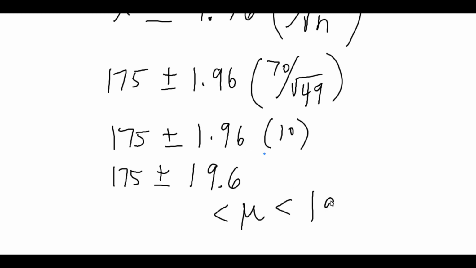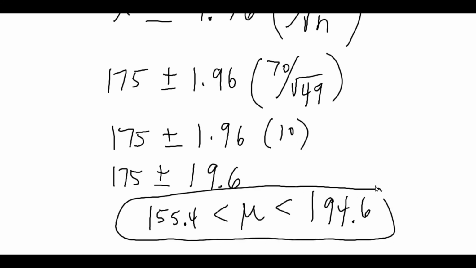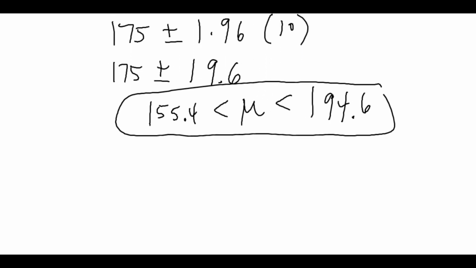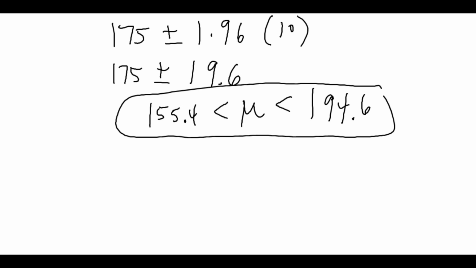So the upper bound, that one's easy, 194.6. All right, this is minutes. And the lower bound is going to be 155.4, and that's minutes. So here's our confidence interval. We're getting 155.4 all the way up to 194.6. So what we're saying here is that each of the values on the number line, on the interval 155.4 to 194.6, these are all possible reasonable values for the true mean.